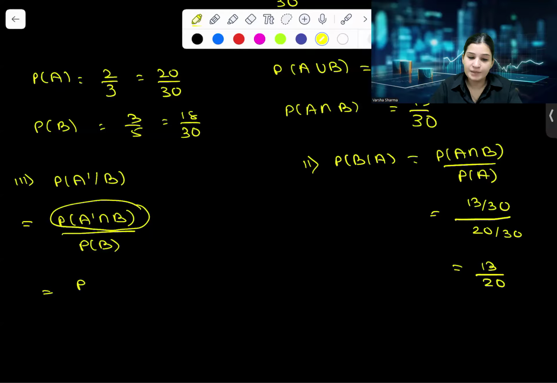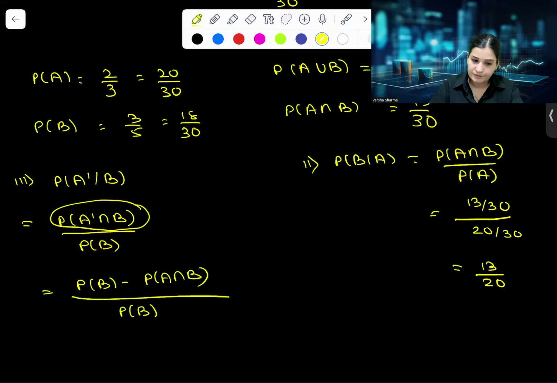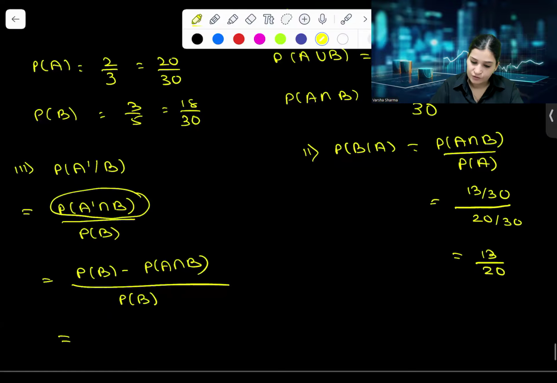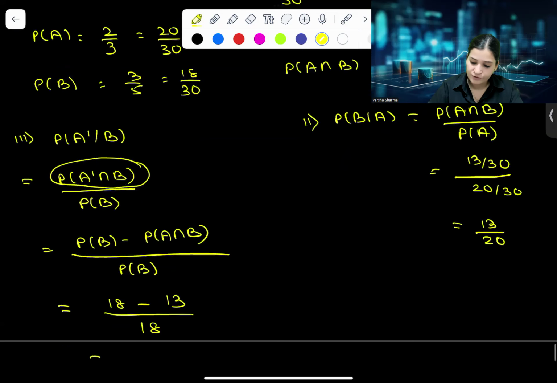How do we find only B? Probability B minus probability A intersection B, divided by probability B. So I'm removing all the denominators: 18 intersection 13 by B 18. So the answer would be 5 by 18.